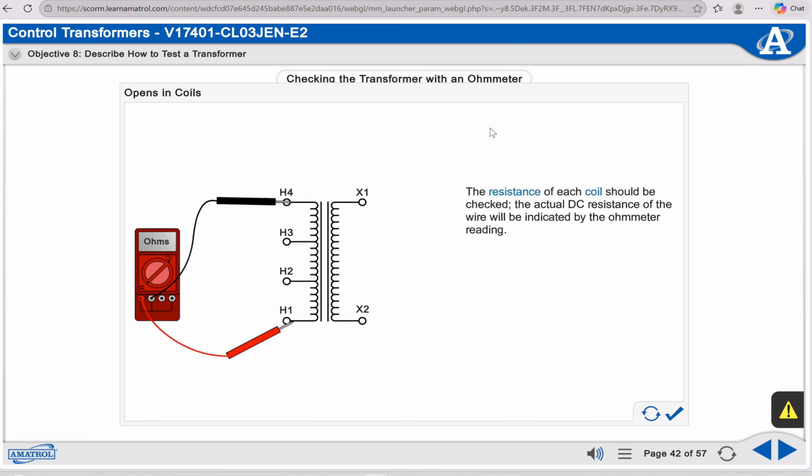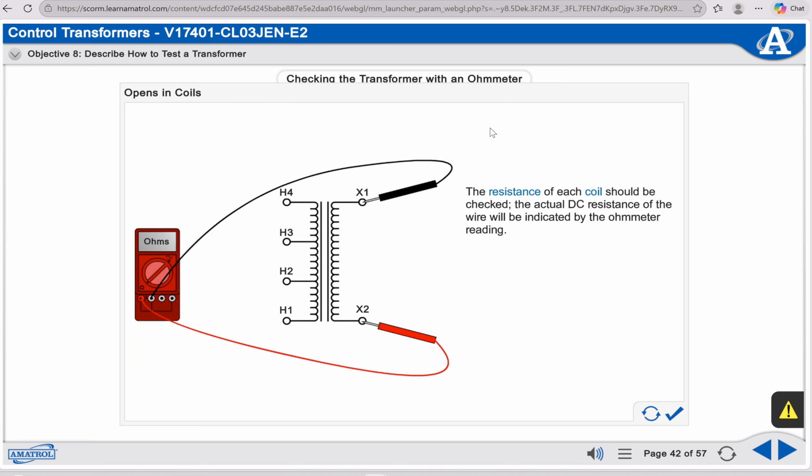The resistance of each coil should be checked. The actual DC resistance of the wire will be indicated by the ohm meter reading. If any of the coils show infinity, the winding is open and the transformer is bad.